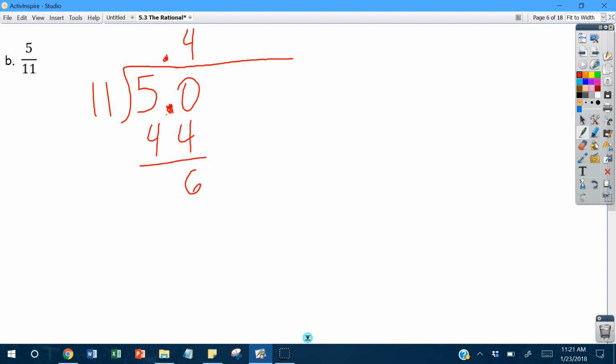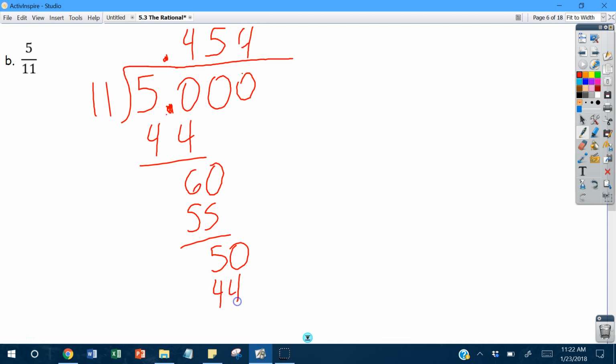And as long as there's a remainder, I should keep going. So let me throw in another 0 and bring that 0 down. 11 goes into 60 5 times. I get 55, and my remainder here is 5. And I'm just going to keep doing this for a while, and I bring down another 0. 11 goes into 50 4 times. That gives me 44 with a remainder of 6.